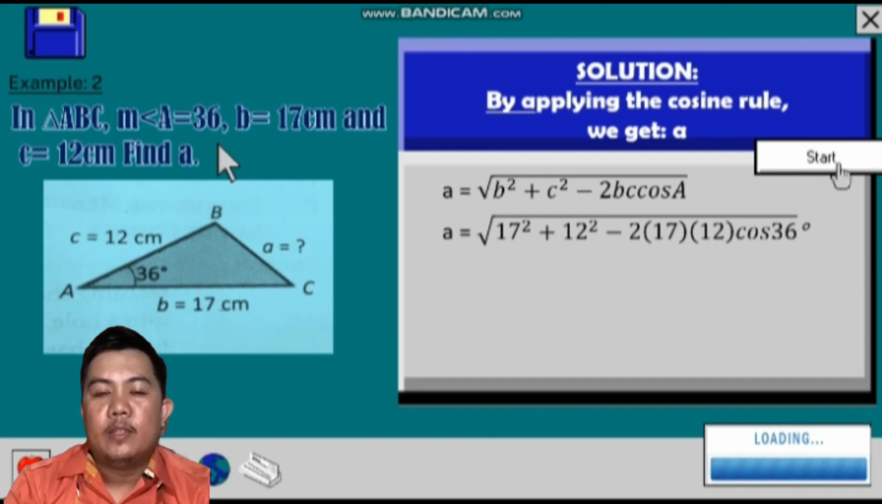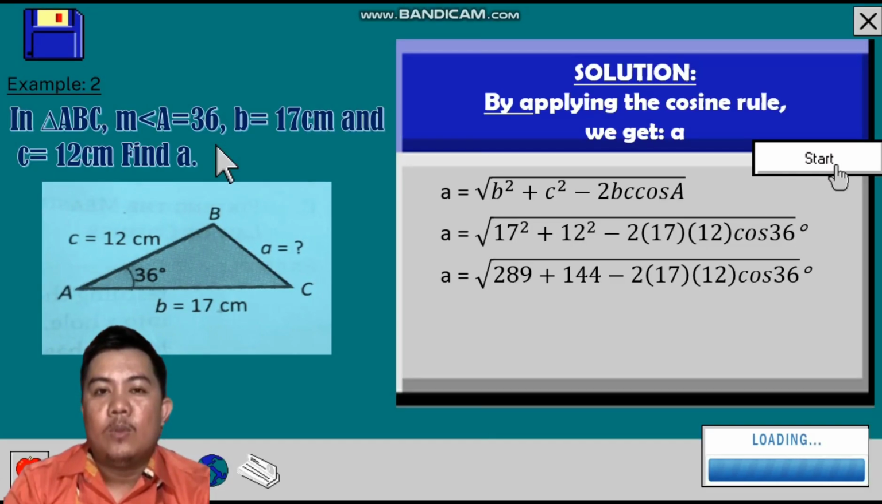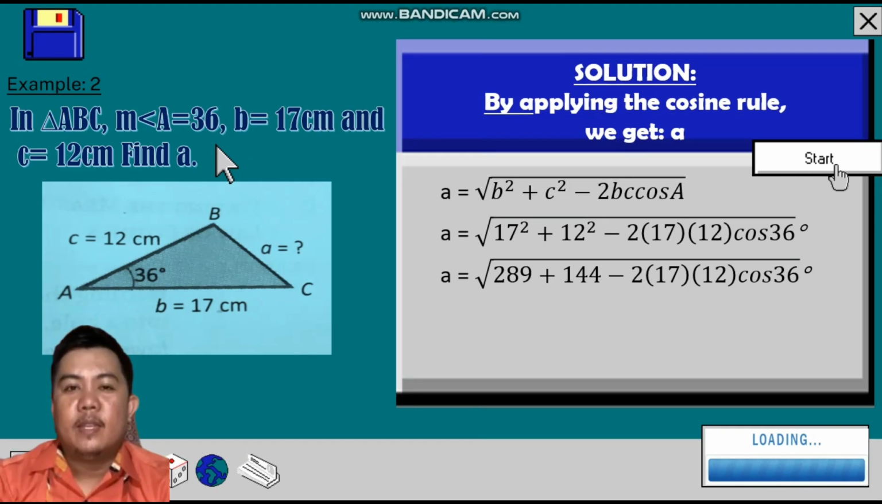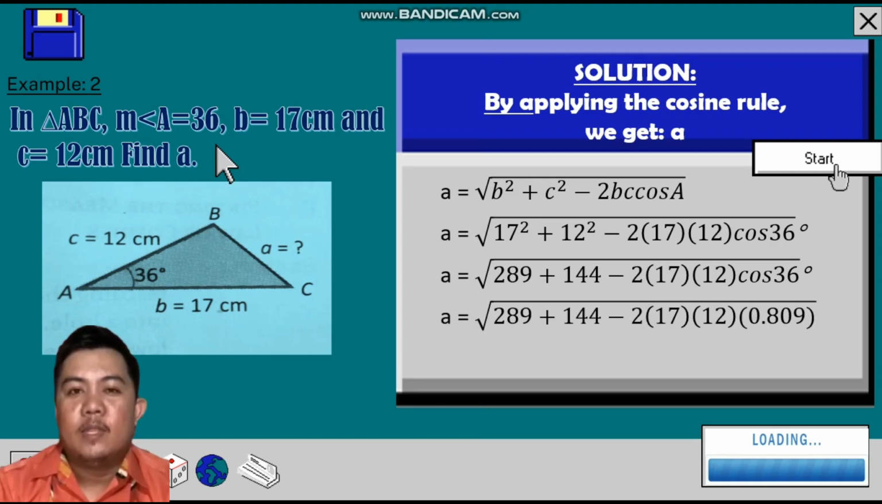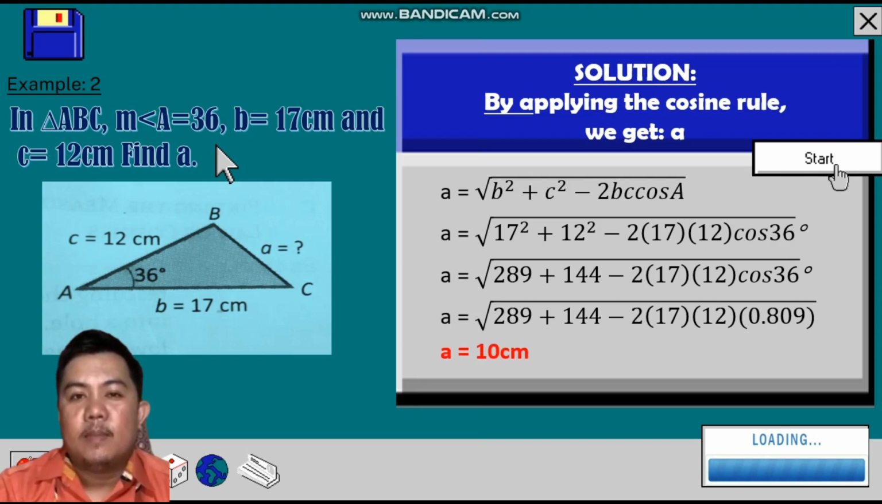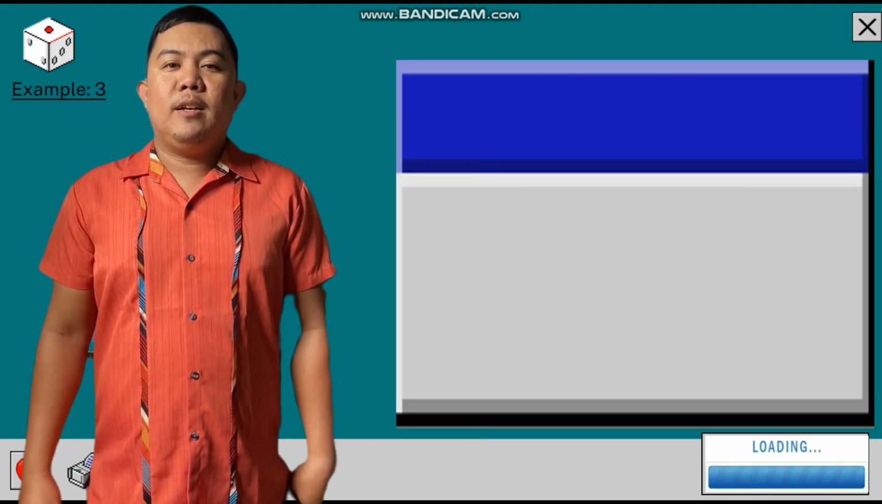Then, do calculation. So, we have A is equal to square root of 289 plus 144 minus 2 times 17 times 12 times cos 36 degrees. Then, A is equal to square root of 289 plus 144 minus 2 times 17 times 12 times 0.809. Then, we have the value of A is equal to 10 centimeters. Now, let's proceed to another example so that we can understand deeply.